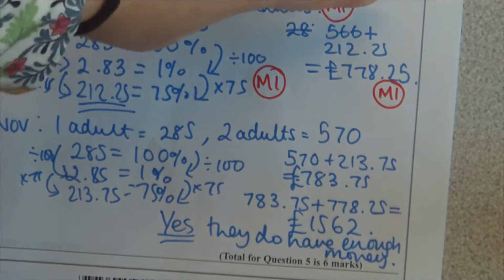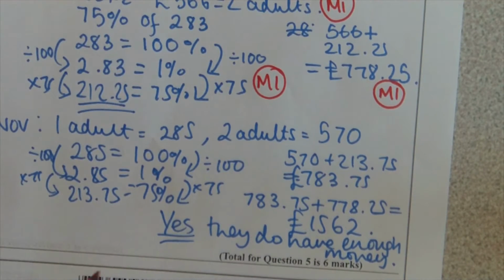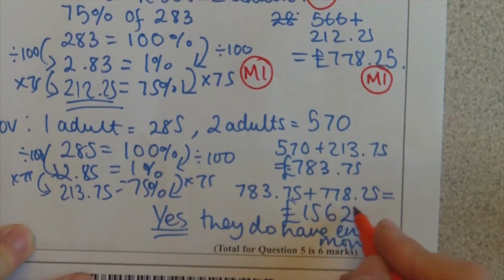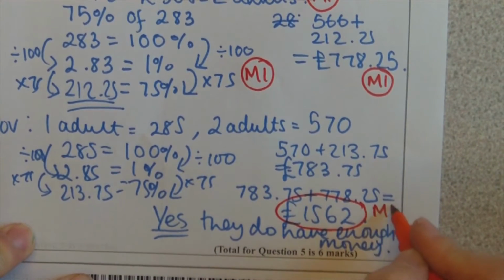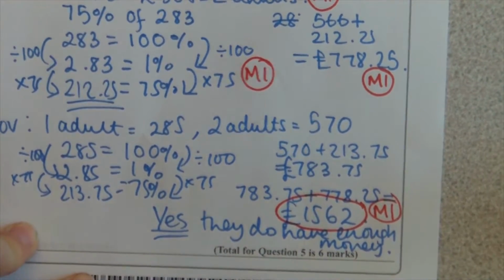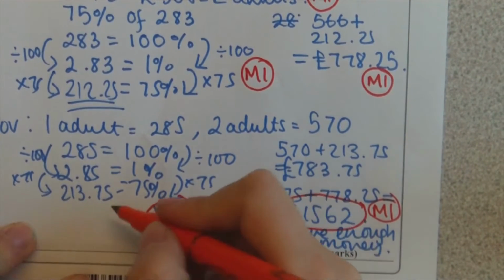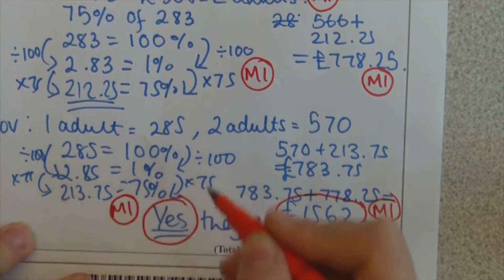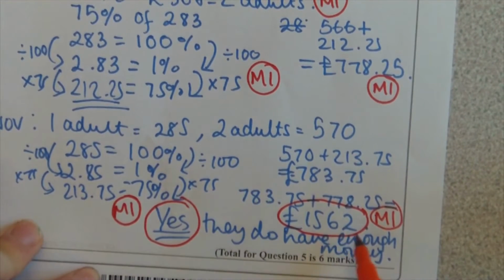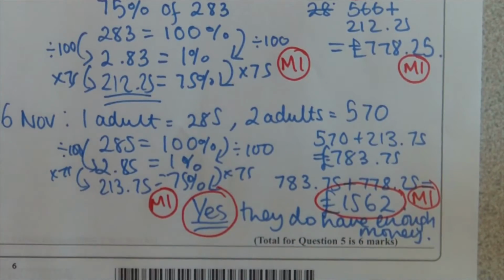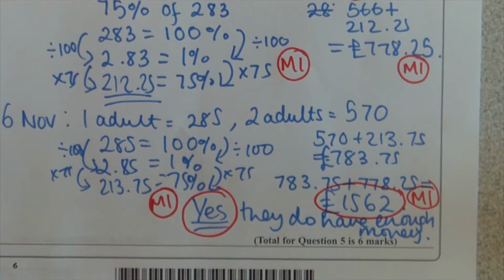Obviously I'm marking it here on their flight out, but you could have done the same thing for their flight in. Your fifth mark is for working out this total cost, so a return flight, not just one way. And your final mark is for saying yes, they do have enough money, because this is all the working, but you need to actually answer the question, do they have enough money to spend on their flights, by saying yes. So that's where your 6 marks all come from.